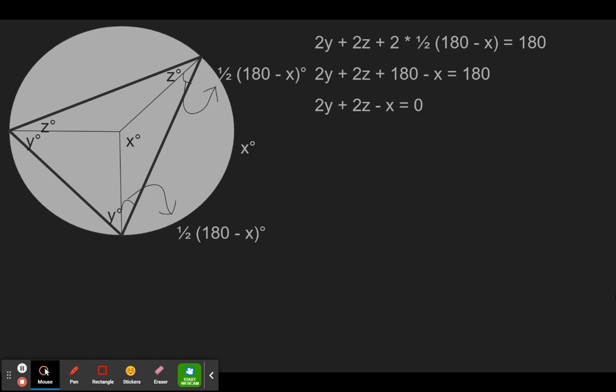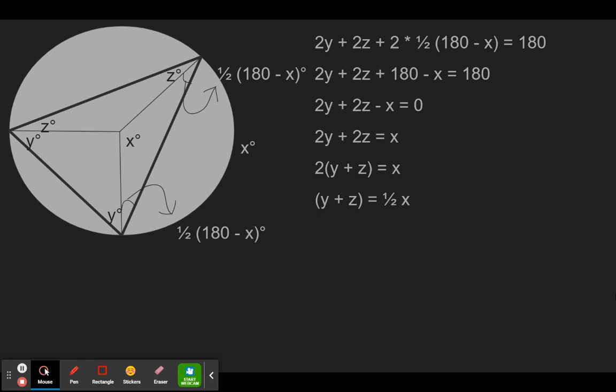Our goal is to get x on its own, so we're going to get x over here on the right-hand side by adding x to both sides. And then we want to get y plus z, because that's the measure of our inscribed angle. We're going to factor out a 2 and say 2 times (y plus z) is equal to x. Dividing both sides by 2 tells us that y plus z equals 1/2 x.